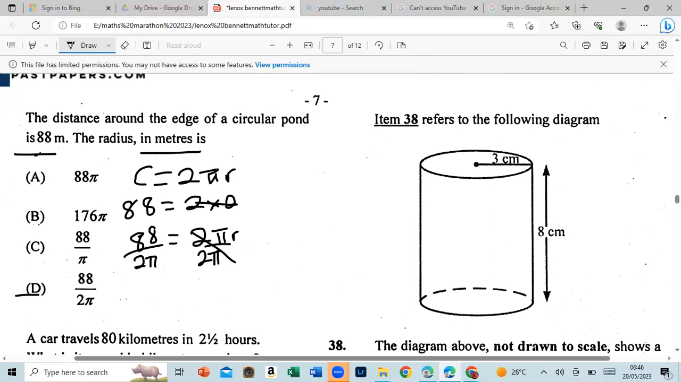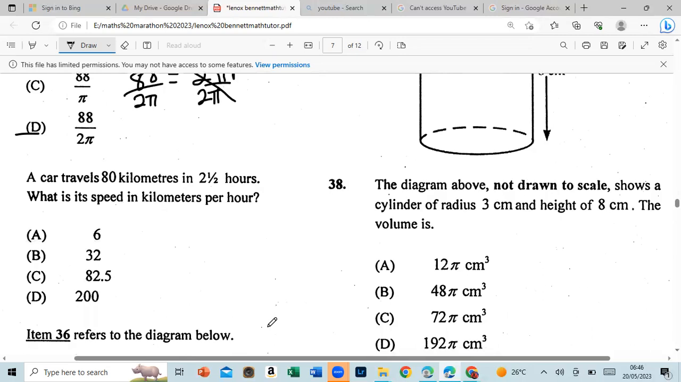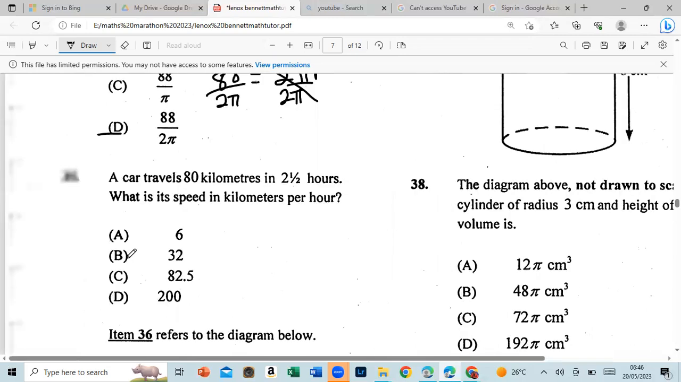Let's move on to this one. A car travels 80 kilometers in 2.5 hours. What is the speed in kilometers per hour? Now, I'm going to try to draw the magic triangle for you guys. But all you have to remember is that distance is equal to the speed you're going times the time. Alright, makes sense. So always picture that. Once you know what distance is, then you can transpose. So distance is equal to the speed you're going times the time.